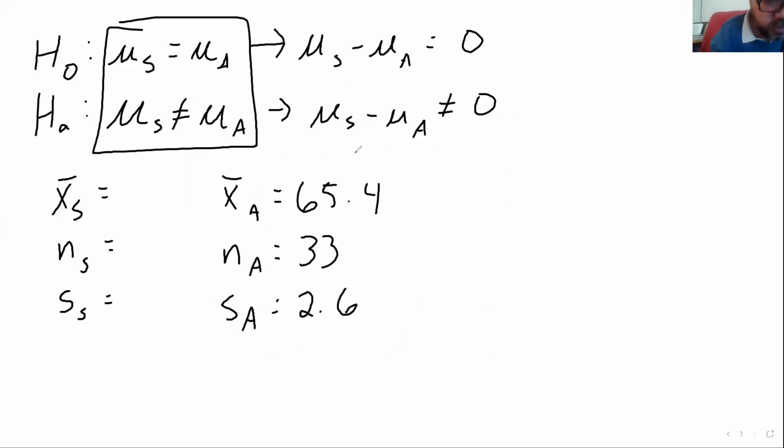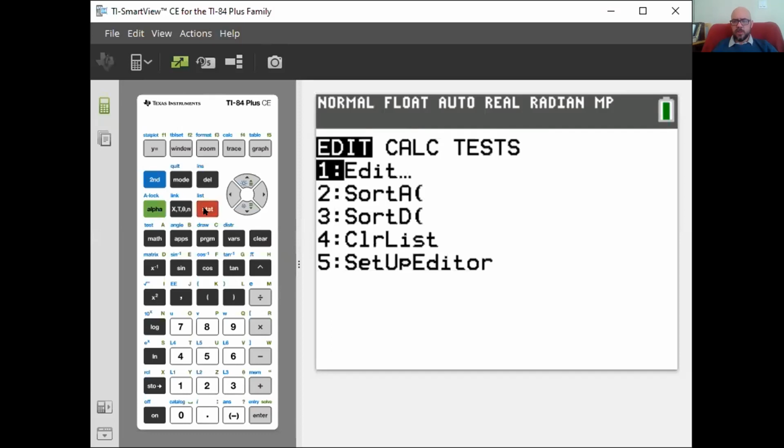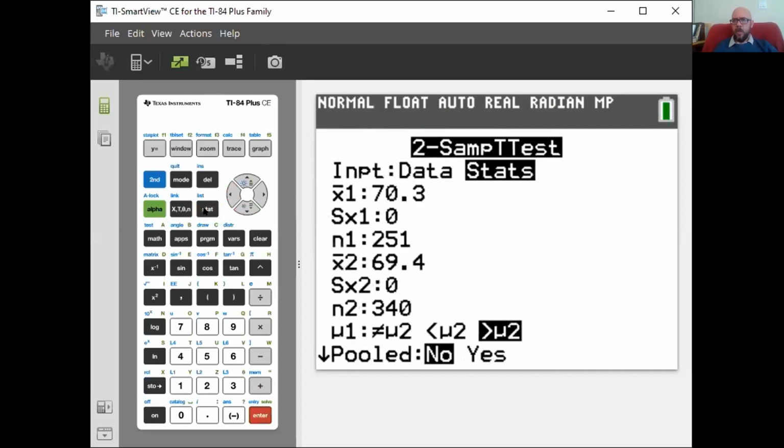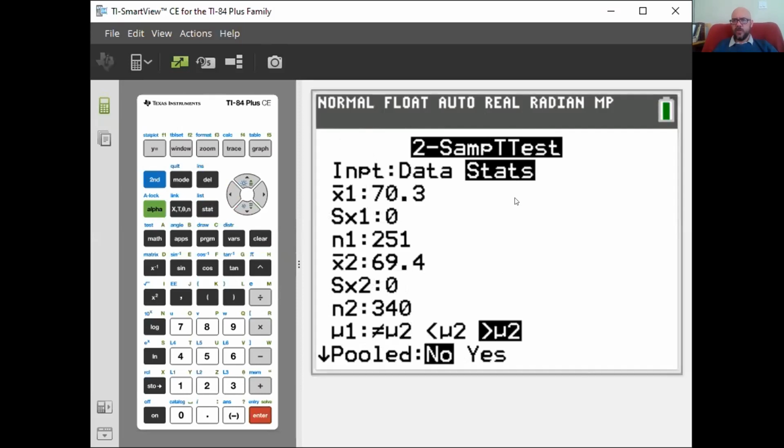N of 21, average 64.3, standard deviation of 2.8. That is the information that we need to type into our calculator. So that's what I'm going to do. I'm just going to go straight over to the calculator here. We're going to go to stat, tests, two-sample t, this guy, and it's going to want the information that we just had. So we don't have data. Again, we have summary statistics.